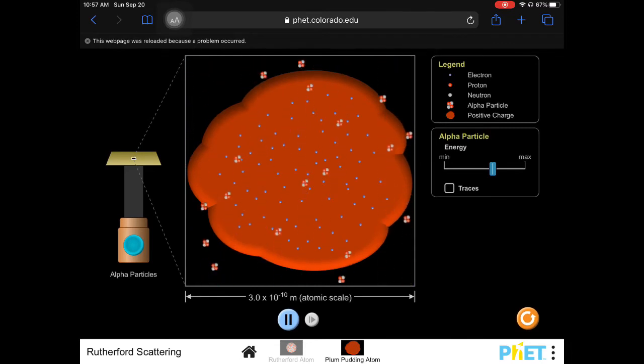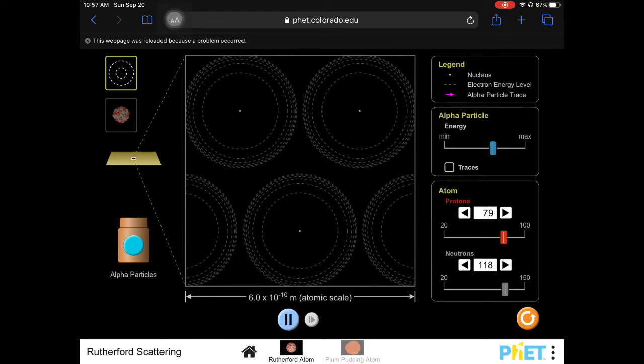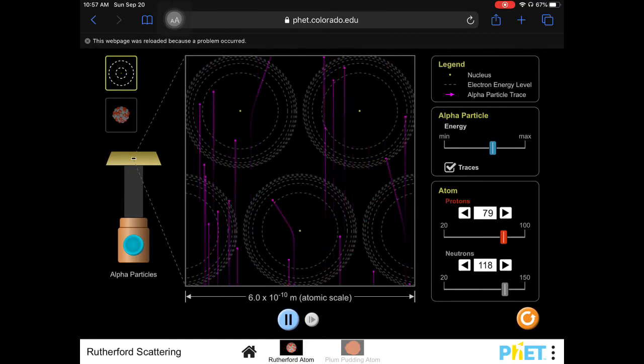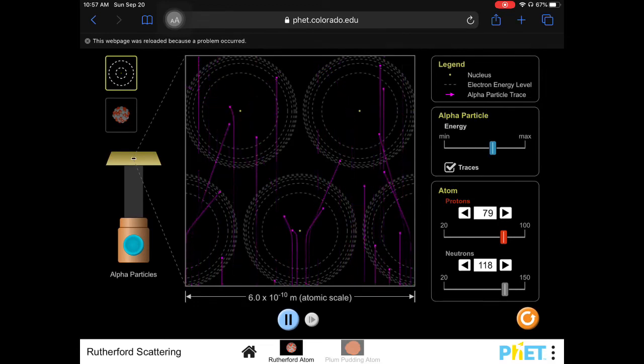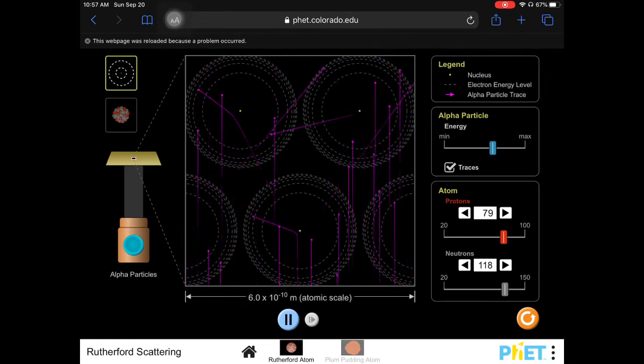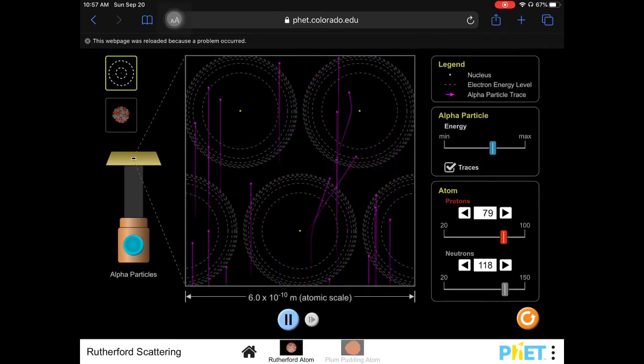But what instead he found was when he took the alpha particles and he shot them through this very, very, very thin piece of gold foil, they mostly went through, but occasionally they hit something. And what they hit was that teeny tiny, densely charged nucleus. And when they hit the nucleus, they shot off kind of in the other direction.